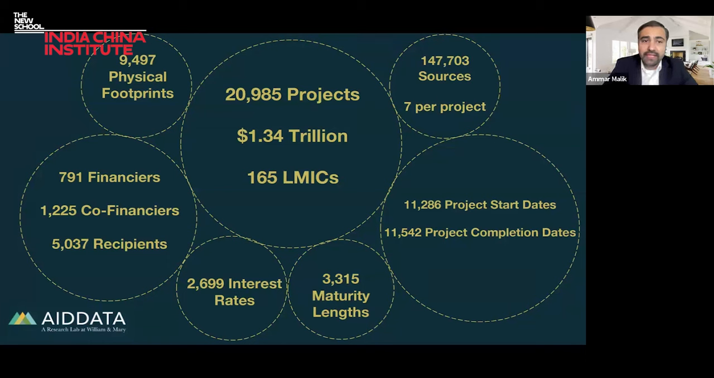This dataset identifies about 800 official sector Chinese financiers, which range from state-owned commercial banks to provincial departments to national-level agencies, state-owned companies, and so on. And China is not just doing all of this alone. There are a lot of co-financiers who are also participating in these projects.